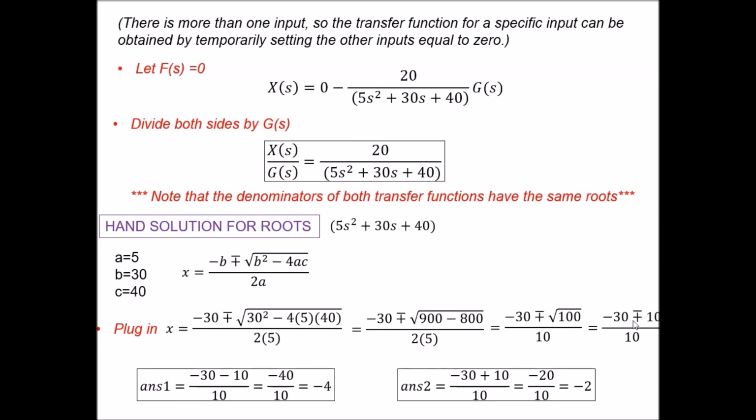Now, two different solutions to this, two different roots. Answer 1, we do minus. Answer 2, we'll do plus. From this right here, answer 1 is equal to negative 30 minus 10 over 10, or negative 40 over 10, or a root of negative 4. Answer 2, negative 30 plus 10 over 10, or negative 20 over 10, which is equal to negative 2 for our root there.